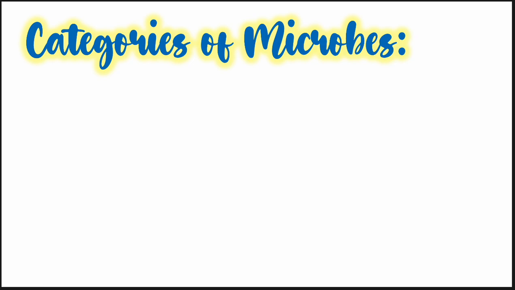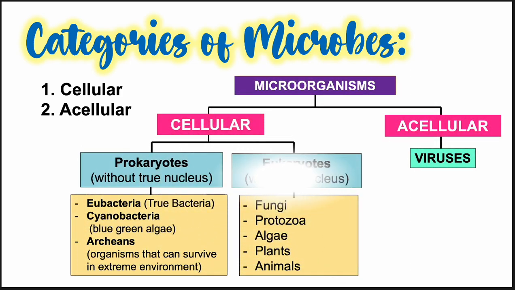So first, let's have the basics. We have two general categories of microbes. Number one, cellular, and number two, acellular. I have here a diagram showing the categories of microorganisms. For acellular microorganisms, we have in particular the viruses. They are acellular. And then for cellular microorganisms, we have prokaryotes and eukaryotes. So prokaryotic cells and eukaryotic cells.